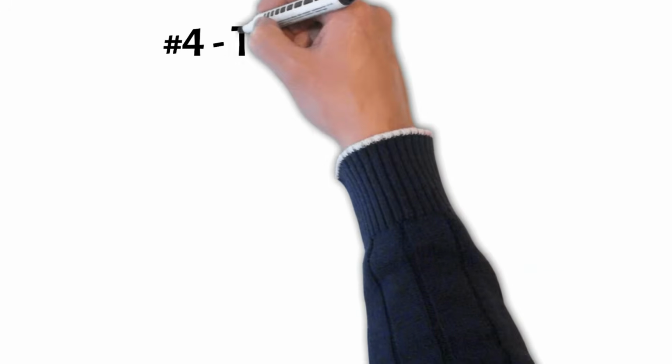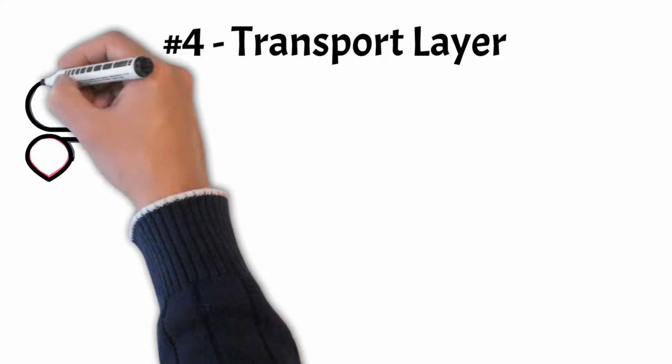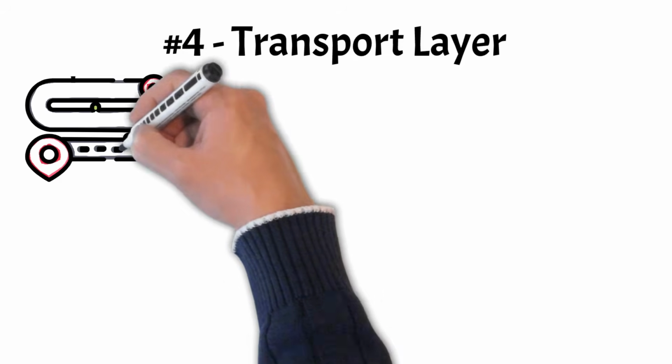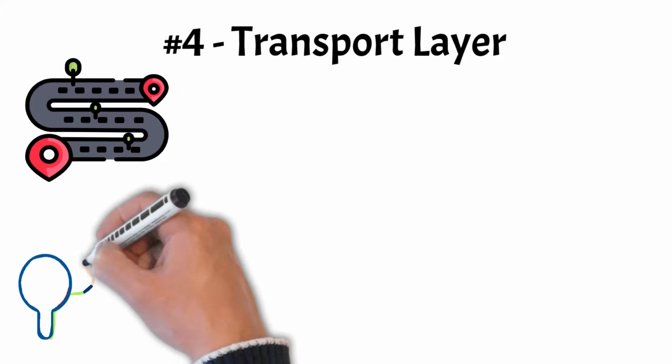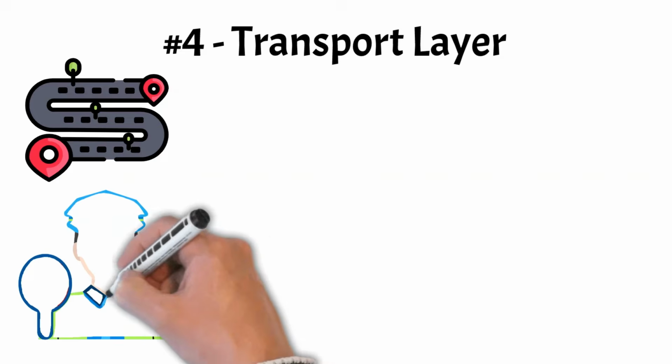Number 4. The transport layer. The transport layer is the fourth layer and is crucial for managing the end-to-end delivery of data across networks. It takes the segments from the network layer and ensures they are transmitted reliably between devices.